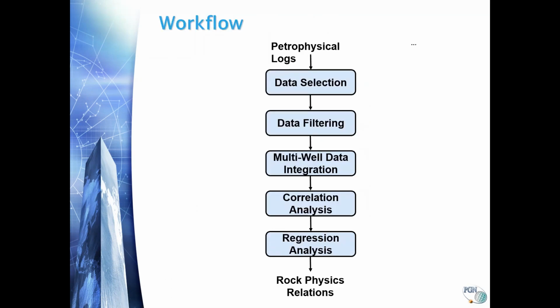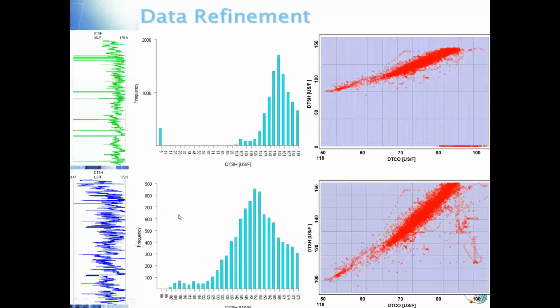So usually this is the workflow that we adopt for the petrophysical logs. We have the data, we select the range of data. Suppose there are glitches in it or bad things, some errors in that. So first of all, we have to filter the data. And then if there are multiple wells, we have to integrate the data of all those wells. And then we do this correlation analysis that I showed you, and we identify the parameters which have good correlations. And then we use the data for those parameters and run regression analysis to compute empirical relations between all those parameters.